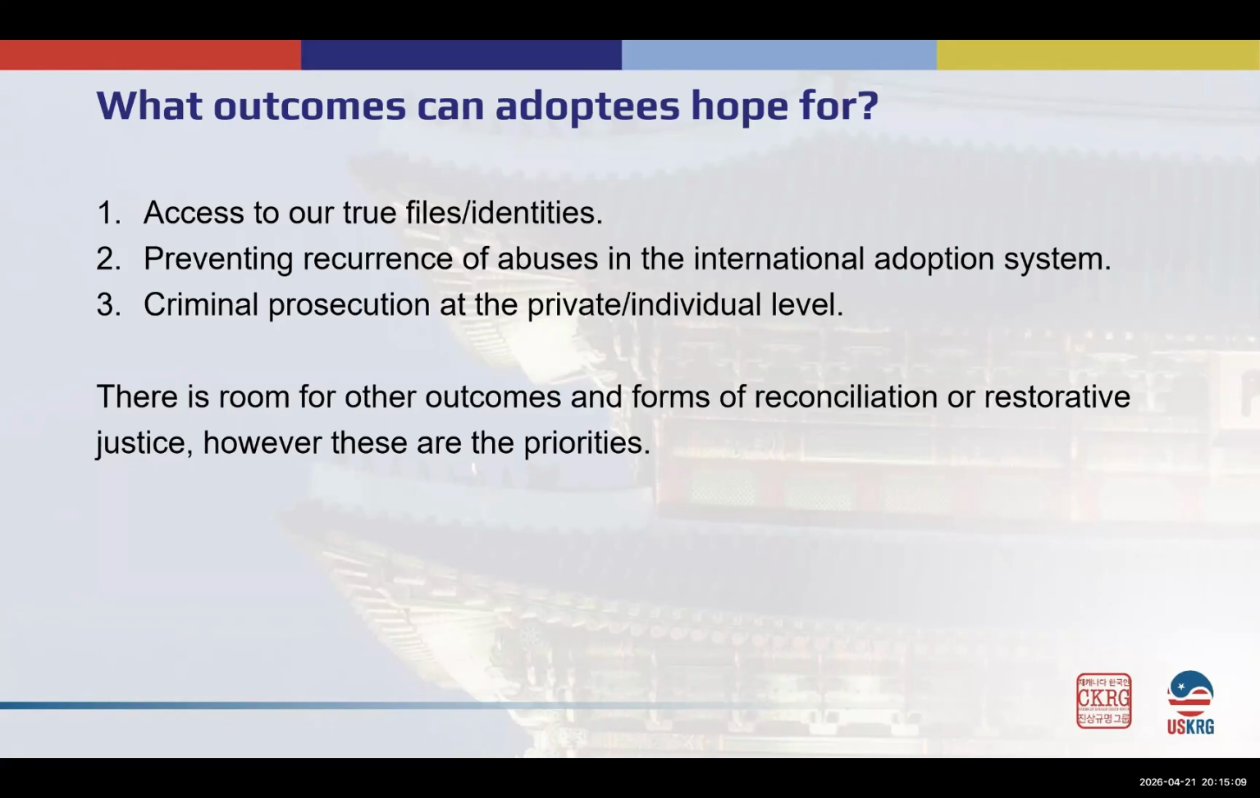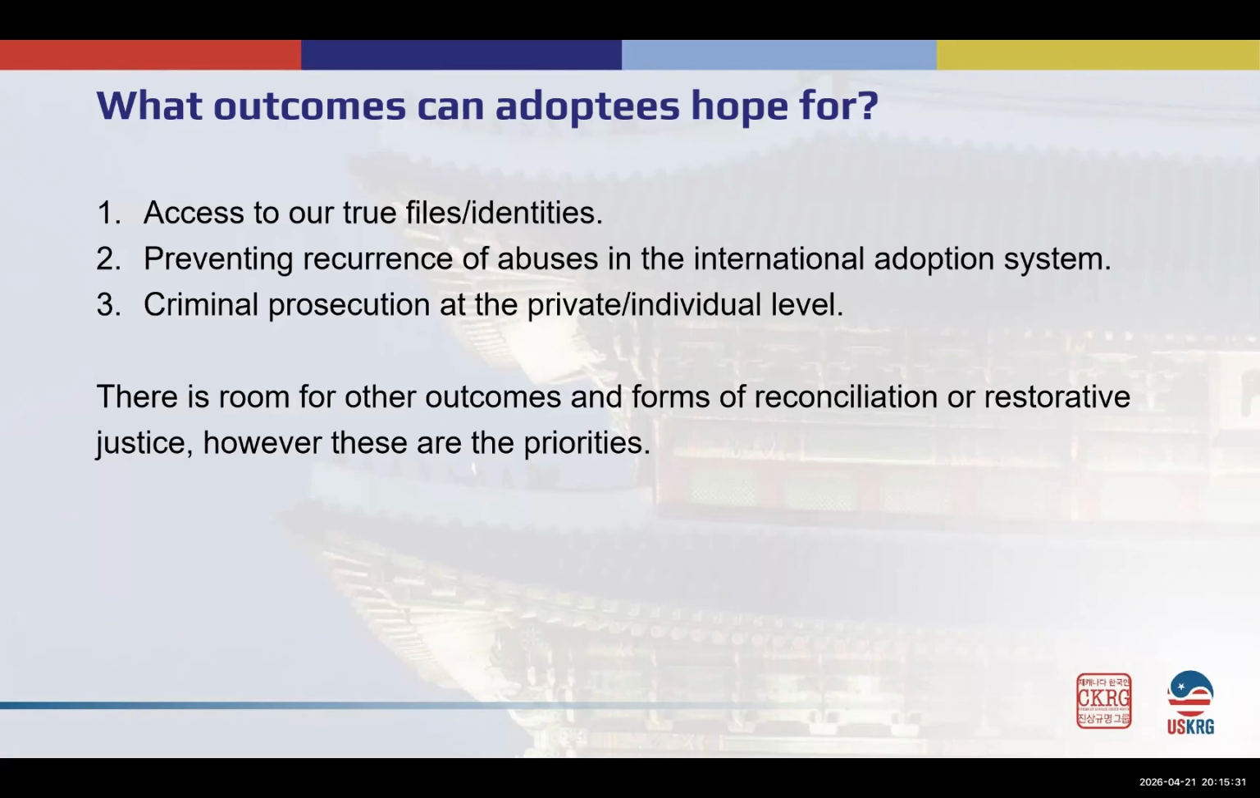And then finally, there were a number of people that made a lot of money off of us, and they did so illegally. So it's about identifying those people and making sure that they are held to account. Now, these are the primary things that we're hoping for.